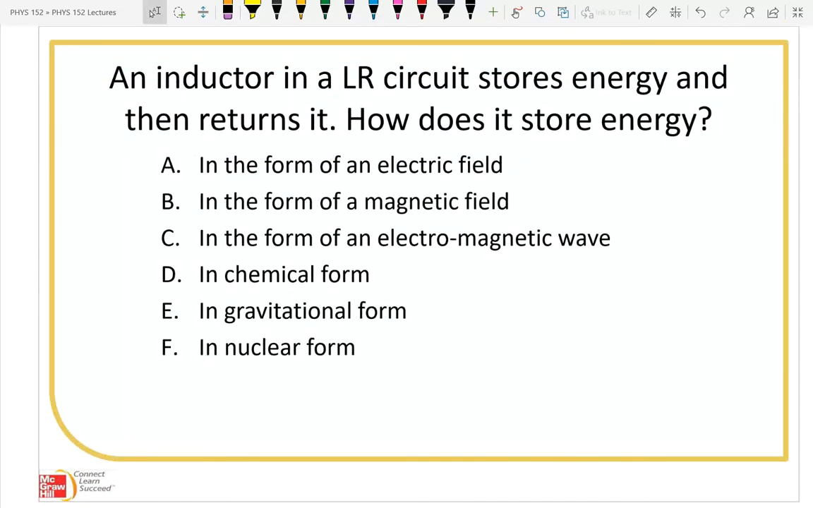All right, another question. An inductor in an LR circuit stores energy and then returns it. How does it store energy?